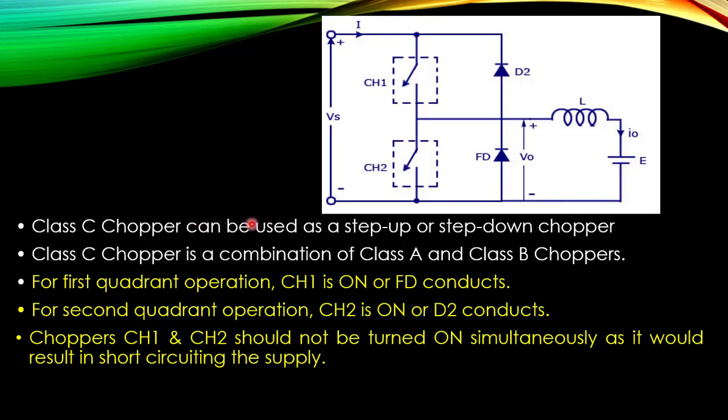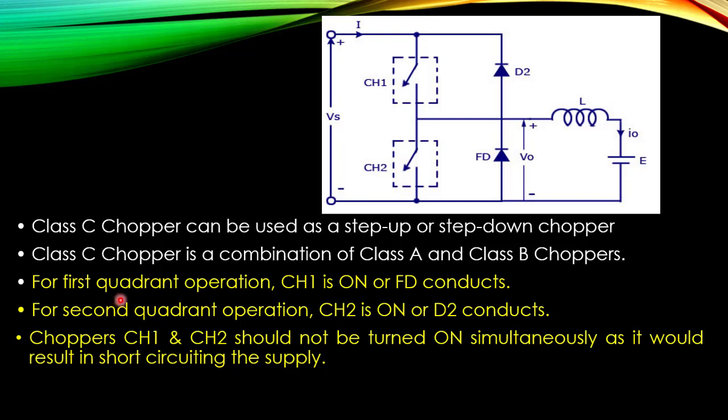So this chopper can also be used as a step up or step down chopper, because type A chopper can be used as a step up chopper. Type B chopper is also known as a step down chopper. Since these two choppers are combined together in parallel, this type C chopper can be used as either a step up or step down chopper.